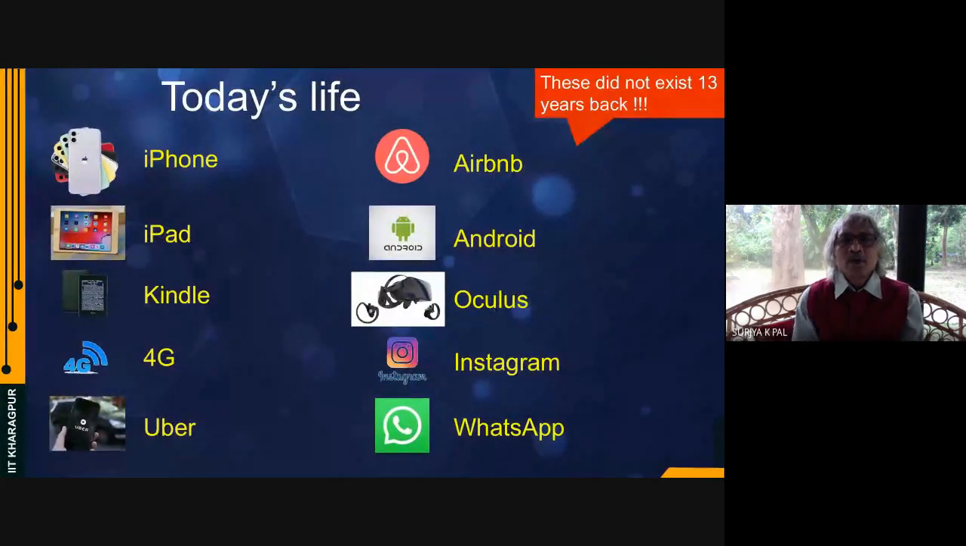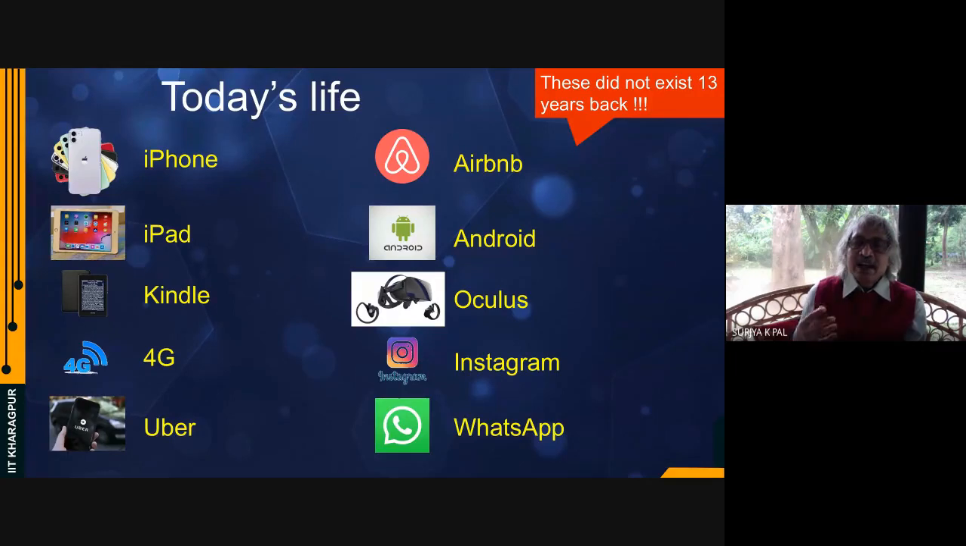This particular slide I really like, that's why I present it everywhere. You see that today we are very much accustomed to these gadgets and services called iPhone, iPad, Kindle, 4G, Uber, Ola, Airbnb, Android, Instagram, and WhatsApp. I don't need to explain what these things are. All of us know that it's important. Every now and then we are clicking photographs and sending them to our near and dear ones. We are getting so much connected socially these days, it's unthinkable.